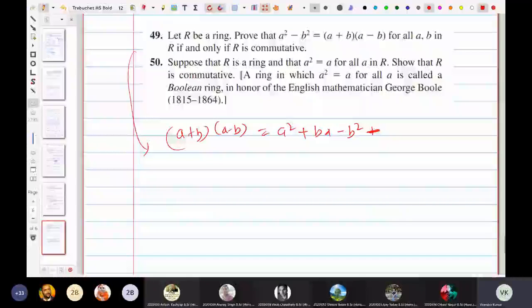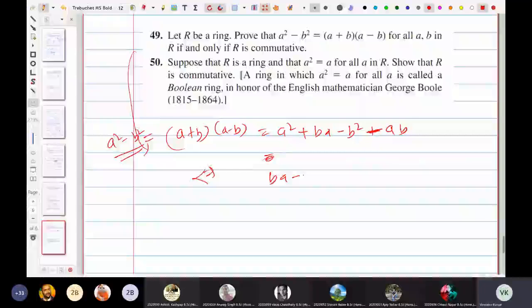This holds for all if and only if the ring is commutative. Because on the left-hand side we have a squared minus b squared. If at all we want this one, then it should hold if and only if ba minus ab equals 0, and that is ab equals ba.